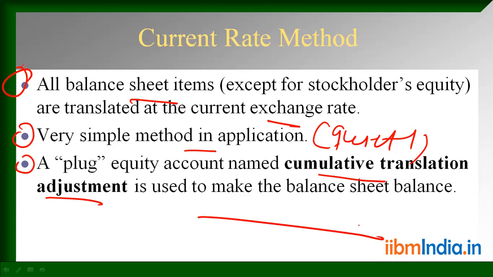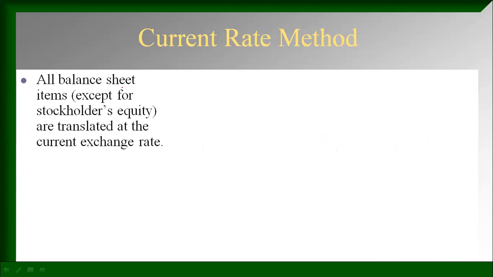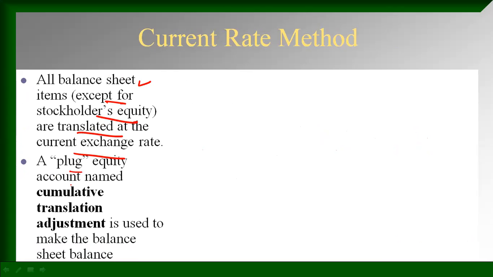So what we actually do is use the plug account named cumulative translation adjustment to make the balance sheet balance. Whenever we want to make the balance sheet balance, we have to use the plug equity account, called cumulative translation adjustment. So we can adjust our balance sheet and make it balance. All balance sheet items except for stockholder equity are translated at the current exchange rate, and the plug equity account cumulative translation adjustment is used to make the balance sheet balance.